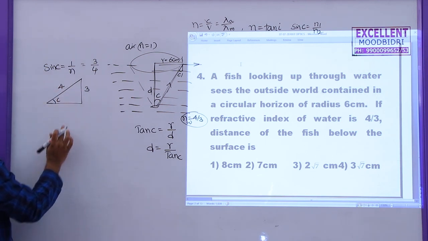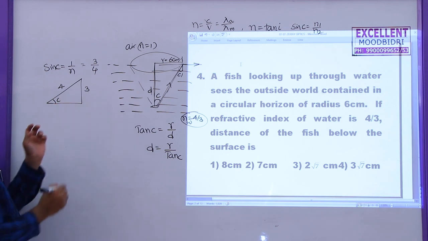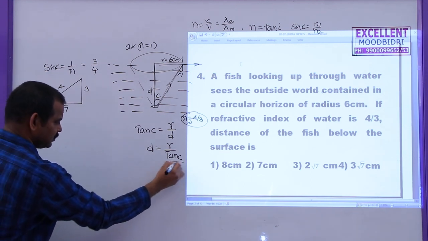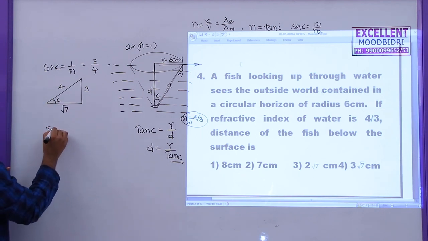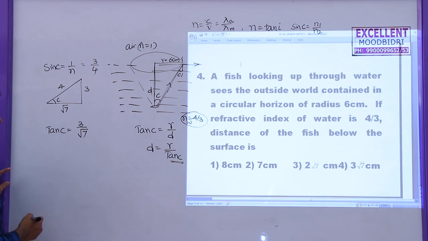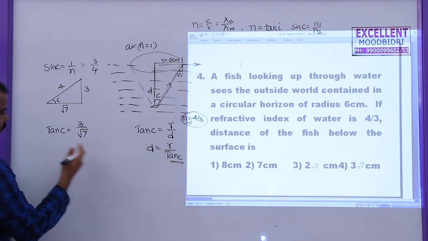So what about this value? Root over 4 square minus 3 square, which is equal to root 7. I want this tan C. So from this triangle, tan C is given by opposite side by adjacent side, which is equal to 3 by root 7. Now substitute this value here.